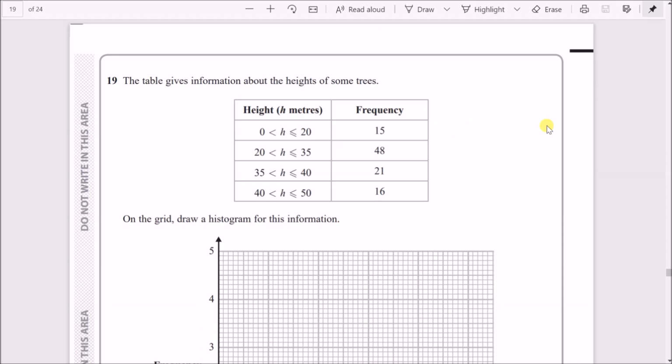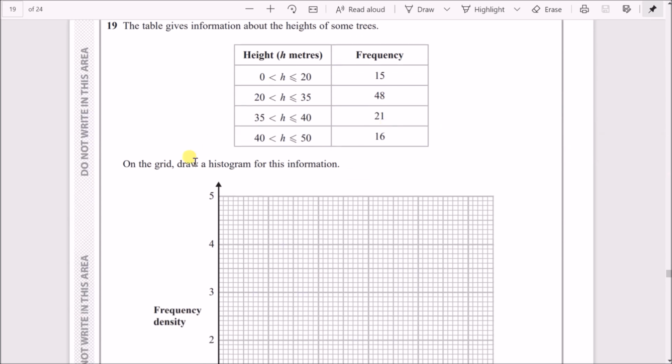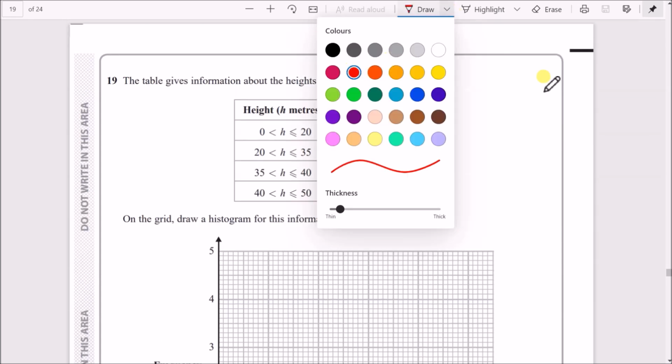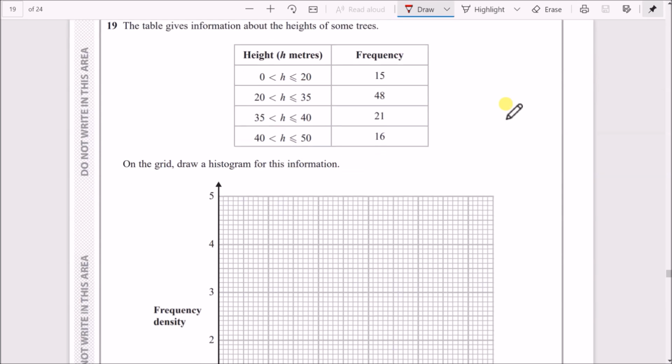So, number 19. It says that the table gives information about the heights of some trees. You've got heights and frequency, and it looks like we have 15 trees with a height between 0 and 20, 48 between 20 and 35, and so on. On the grid below, they want us to draw a histogram for this information. Every time we use a histogram, we always need to firstly understand what the frequency density is and what the class width is. These are the two components you need. I always like to draw like this. I always visualize some sort of x and y axes.